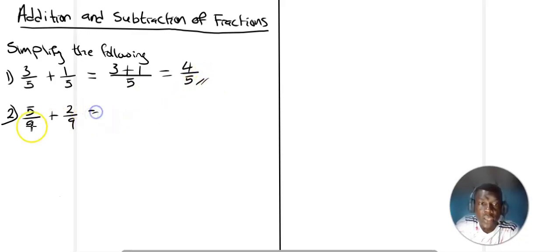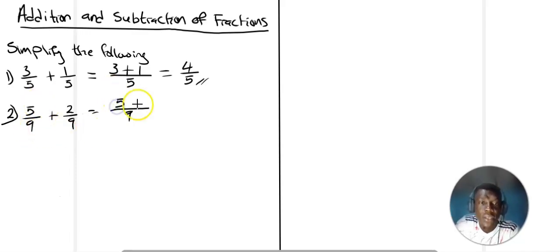You can pause the video and try this out on your own. The same method, you will get the correct answer. So let's go. Let's write out the LCM or the denominator. So 9 divided by 9 will give us 1. 1 times 5 will give us 5.